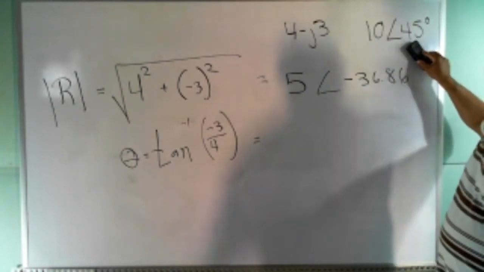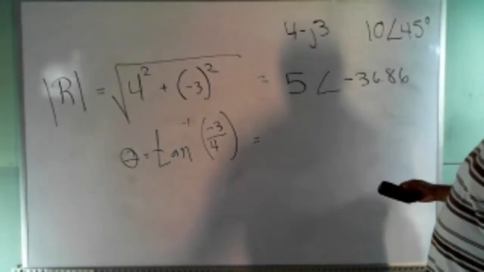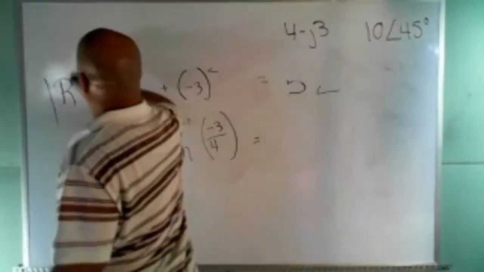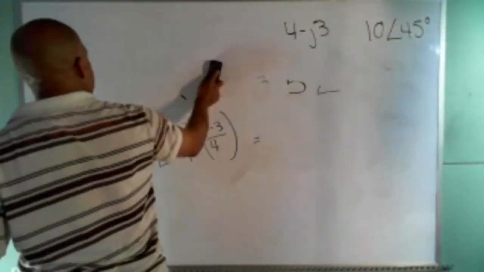Now this one wants to go the other way. They give it to us in polar, and it wants to go to rectangular. So that's easy.